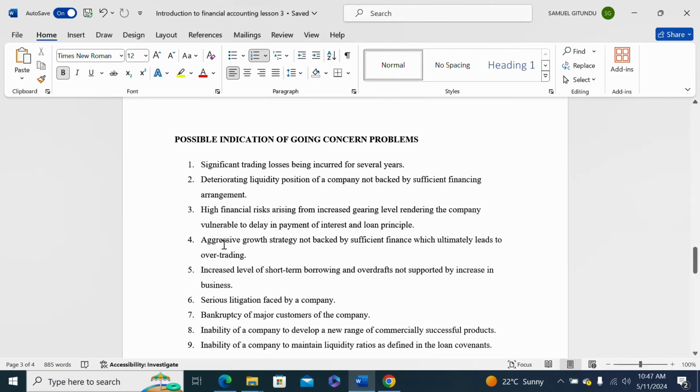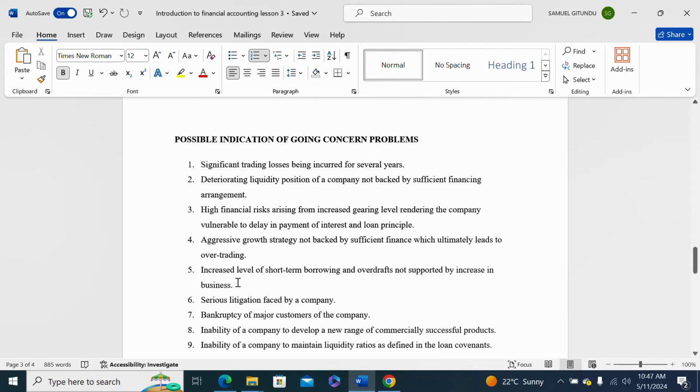Then the other indication is an aggressive growth strategy not backed by sufficient finance, which ultimately leads to overtrading. The management might have an aggressive growth strategy. They just want to grow. So they take a lot of goods on credit and they overtrade. That is another problem.